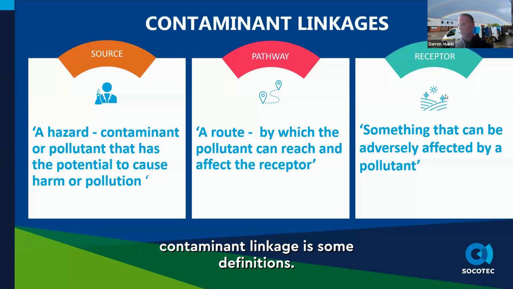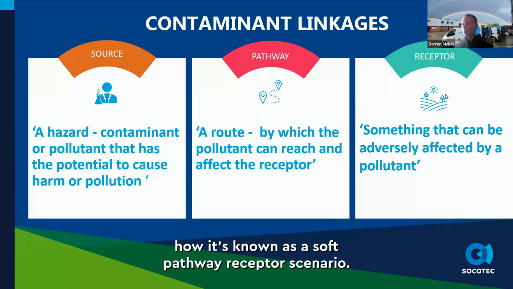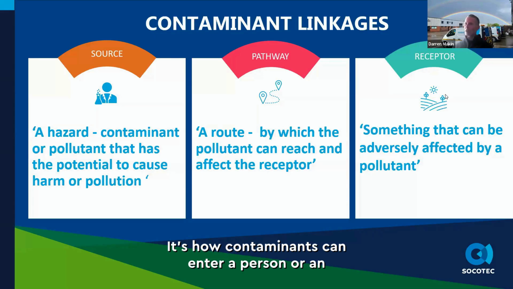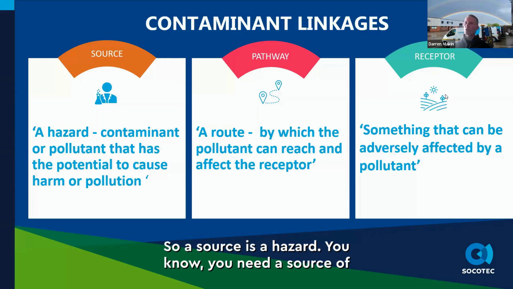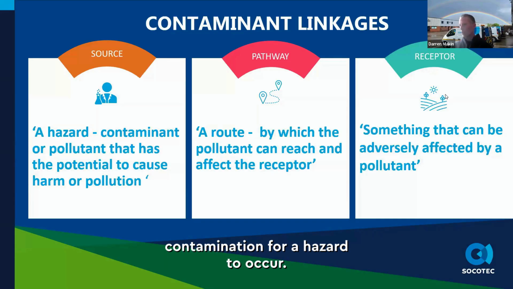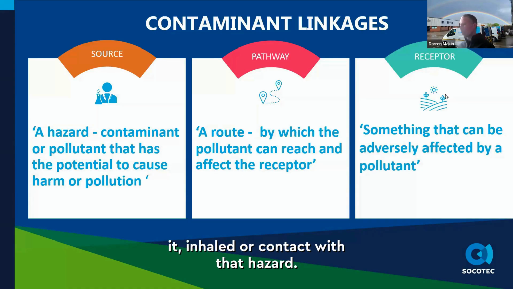So the contaminant linkage, some definitions if you're not aware of what a contaminant linkage is, it's known as a source pathway receptor scenario. It's how a contaminant can enter a person or environment and impact it. So a source is a hazard. You need a source of contamination for a hazard to occur. You need a pathway by which somebody can be exposed to, inhale, or come into contact with that hazard.